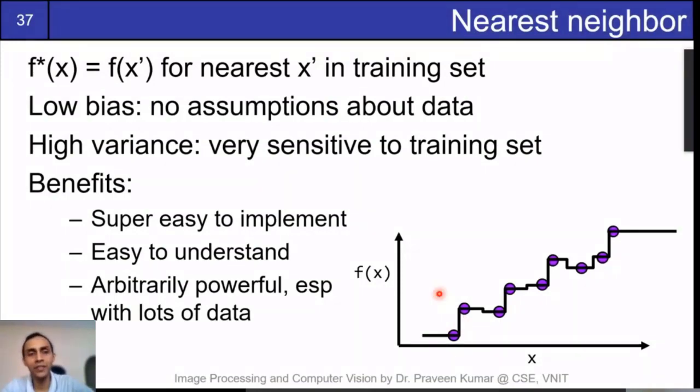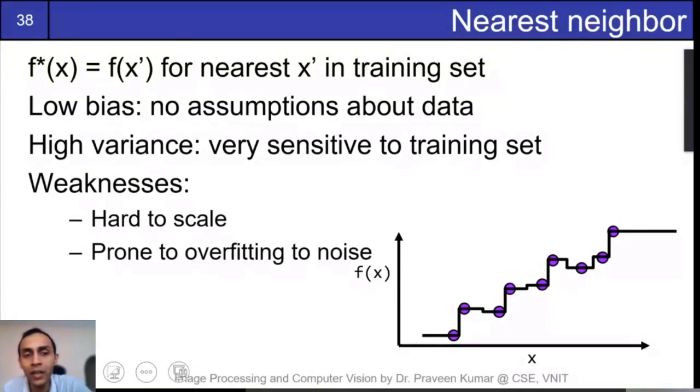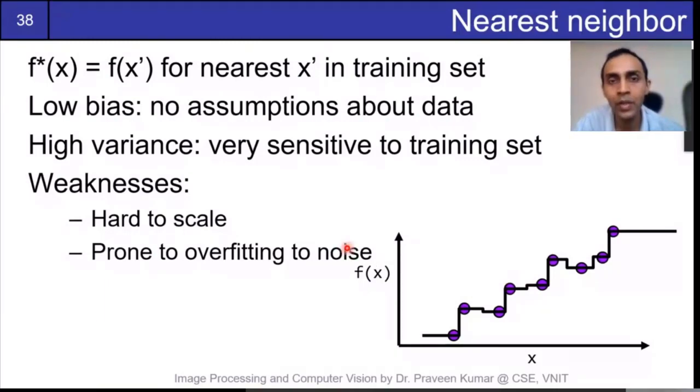There are disadvantages with this. It is hard to scale because, first of all, you have to keep all the training data points in memory during test time, and then you need to find the nearest one. Finding the nearest neighbor itself can be a very computationally expensive task if you have lots and lots of samples in your training data set. So it will be hard to scale if you have millions of data points. And again, as we had seen, it will be prone to overfitting. If some data points are noisy, then you will end up in a problem zone.